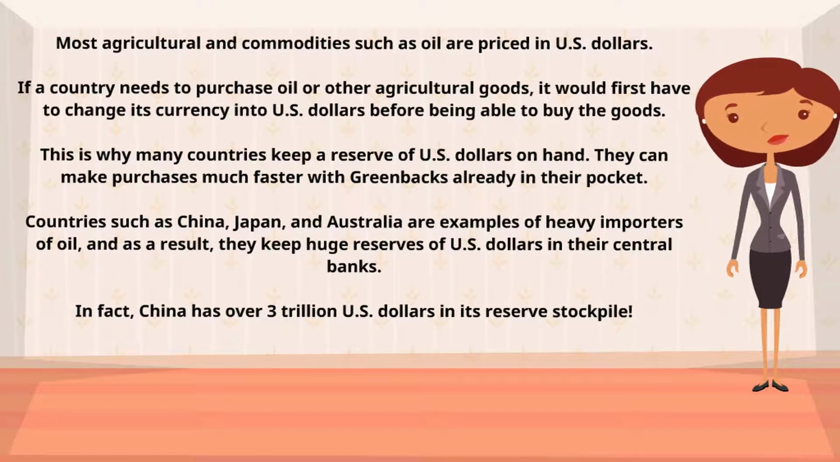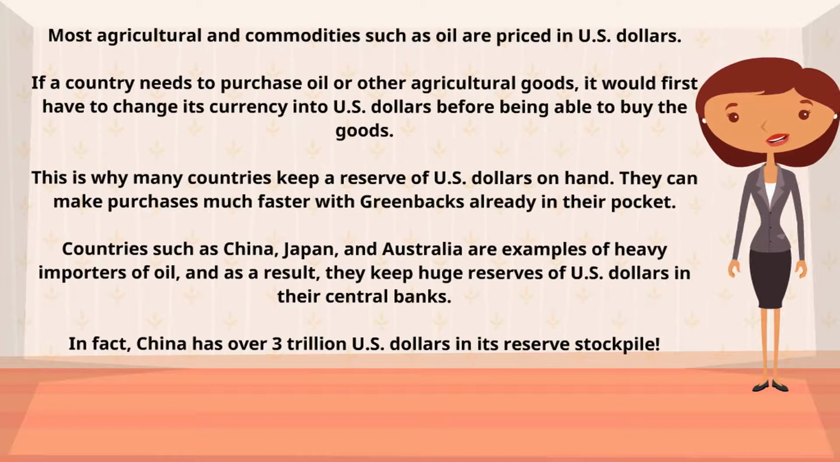This is why many countries keep a reserve of US dollars on hand. They can make purchases much faster with greenbacks already in their pocket. Countries such as China, Japan, and Australia are examples of heavy importers of oil, and as a result, they keep huge reserves of US dollars in their central banks. In fact, China has over $3 trillion in its reserve stockpile.